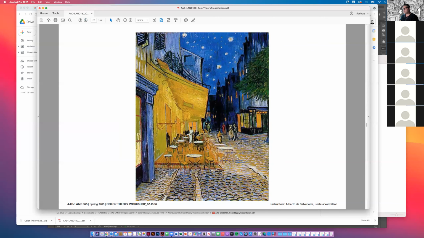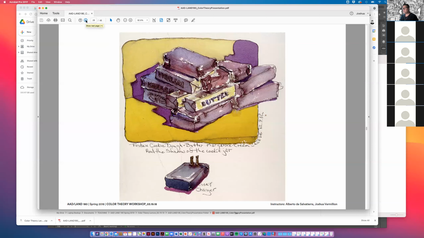Here we go. Famous paintings, right? So Cafe Terrace, I forget what the exact name is, by Van Gogh, right? We see what? Blues and yellows, right? Blues and oranges and golds and some violets, right? So we begin to understand those complementary relationships. Violet and yellow.